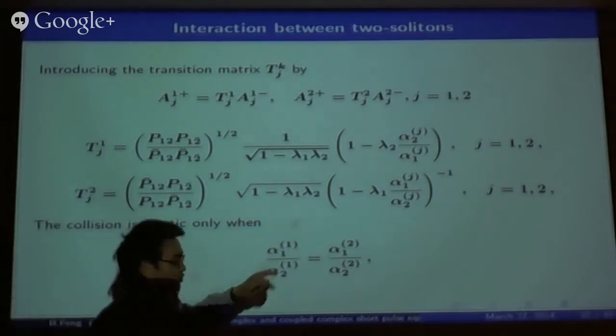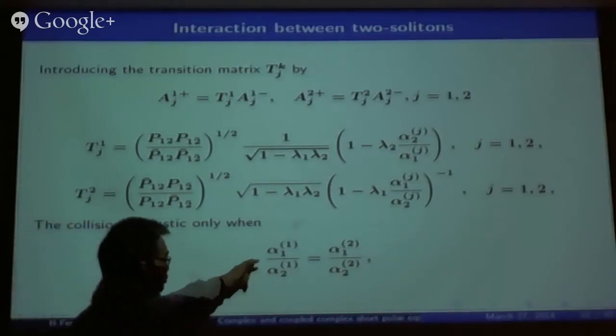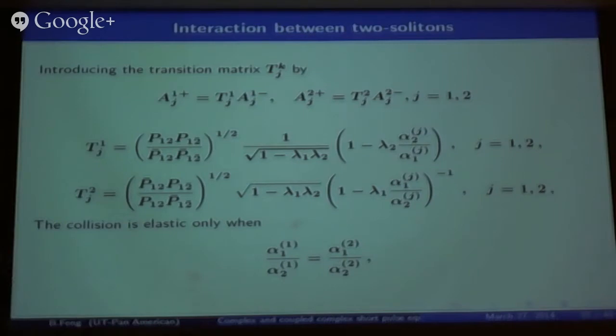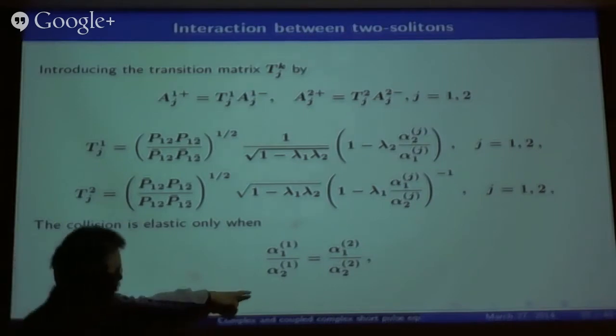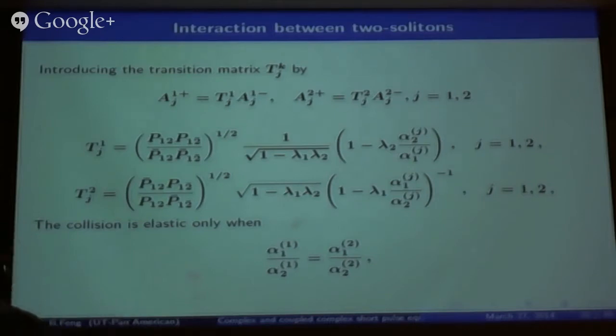And also we have a superscript index that means we have two components. Remember, there are two components and we have two solitons, so here I have to use two indices to represent that. Only under this condition, we found before and after the collision, the soliton does not change shape. That means their collision is elastic.